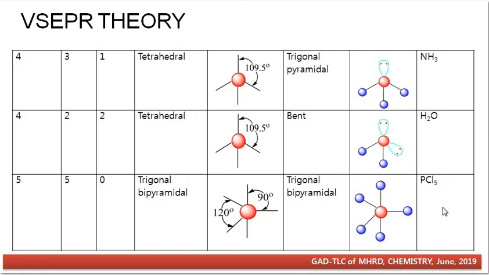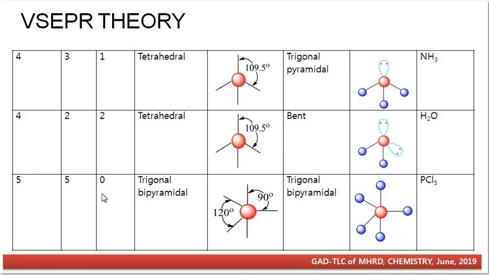molecule. Similarly, if you have tetrahedral arrangement in which three bond pairs and one lone pair are present, then the molecular geometry will be trigonal pyramidal, for example NH3 molecule. Here you can see the lone pair at one position. And if we have in tetrahedral electron pair arrangement two bond pairs and two lone pairs, then the molecular geometry will be bent, for example H2O molecule.